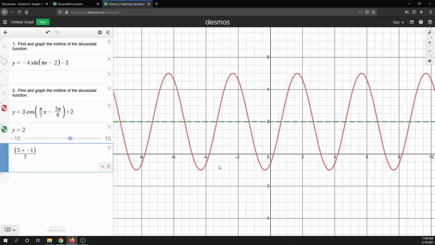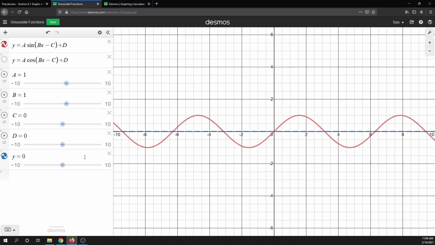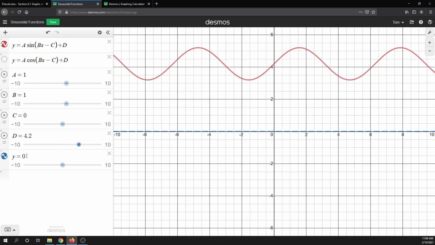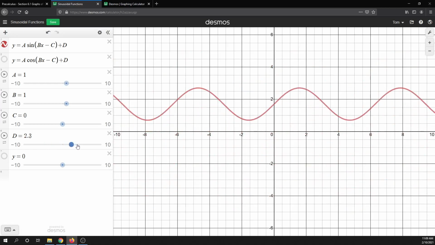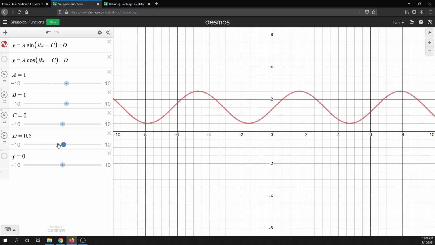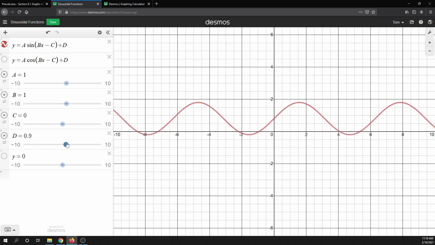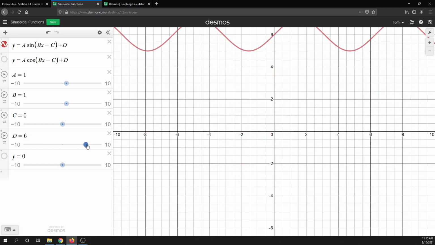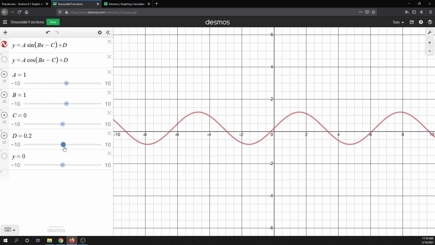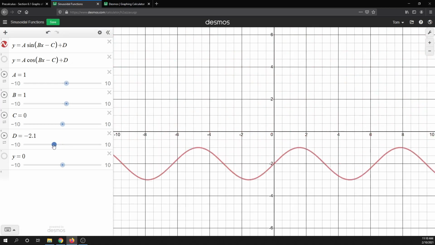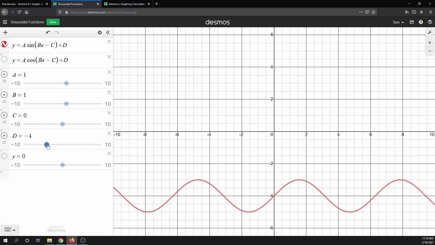Okay, and just one more thing, going back to the vertical shift, you can see that that is really all this parameter d does, right? It just vertically shifts the graph up or down, depending on whether d is positive or negative. For positive values of d, everything gets shifted up. And for negative values of d, all the points on the graph are shifted down however many units, okay? All right, so that is how to find the midline of a sinusoidal graph.